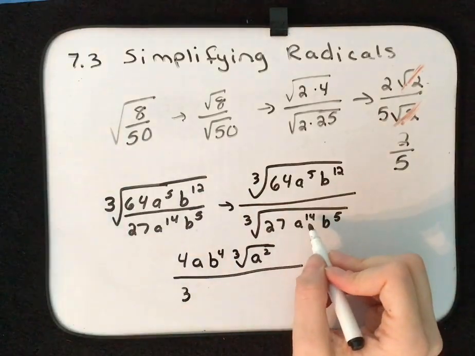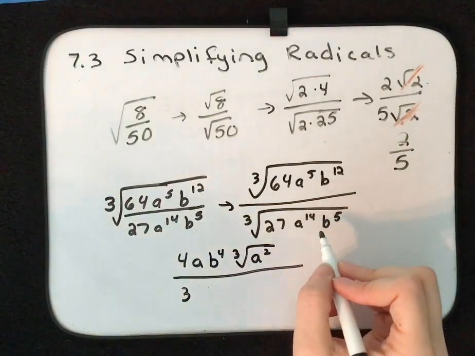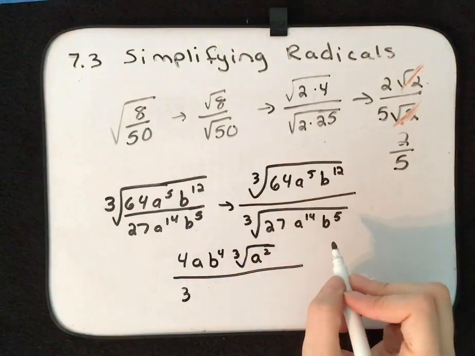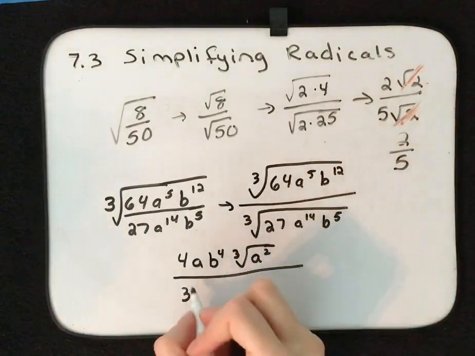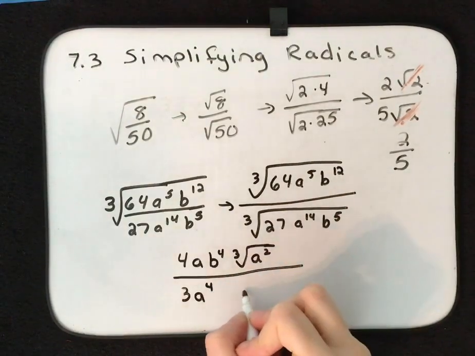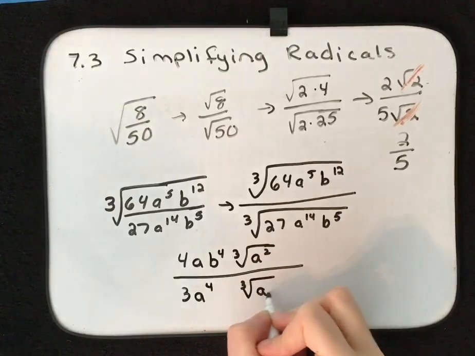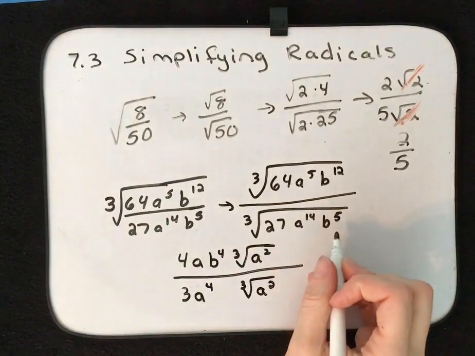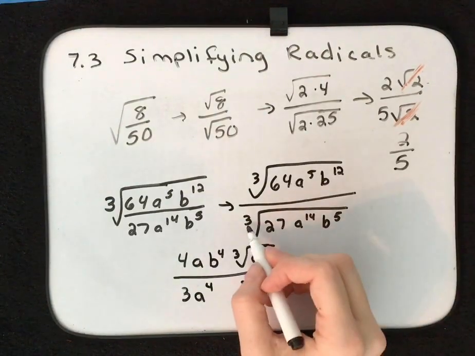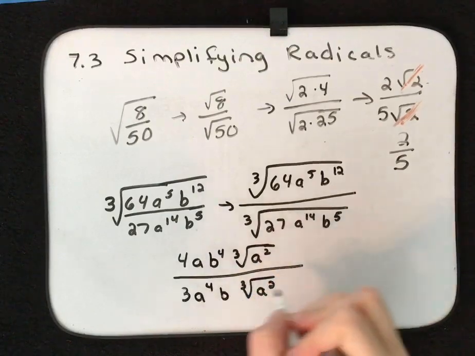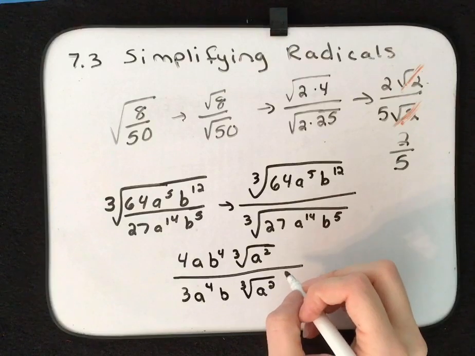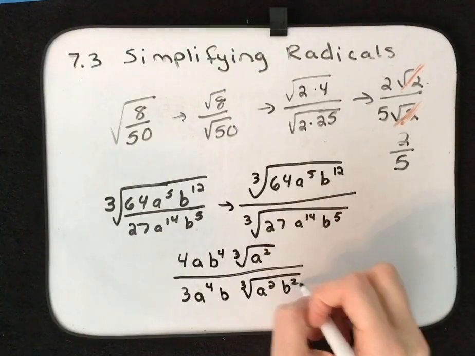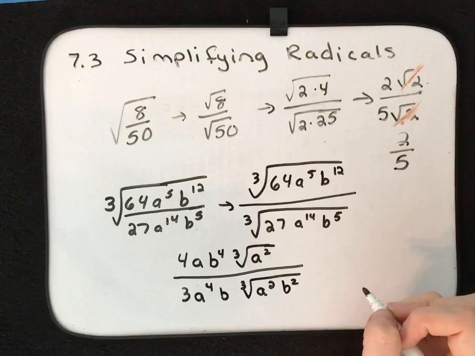A to the 14, 14 divided by 3. Well, that doesn't really work, but we could pull out a to the 4th, and then we would have 2 left over. B to the 5th, well, I'm looking at a cube root, so I could pull out b to the 3rd one time, and then we would have 2 left over. There we go. So now we can do some simplifying.